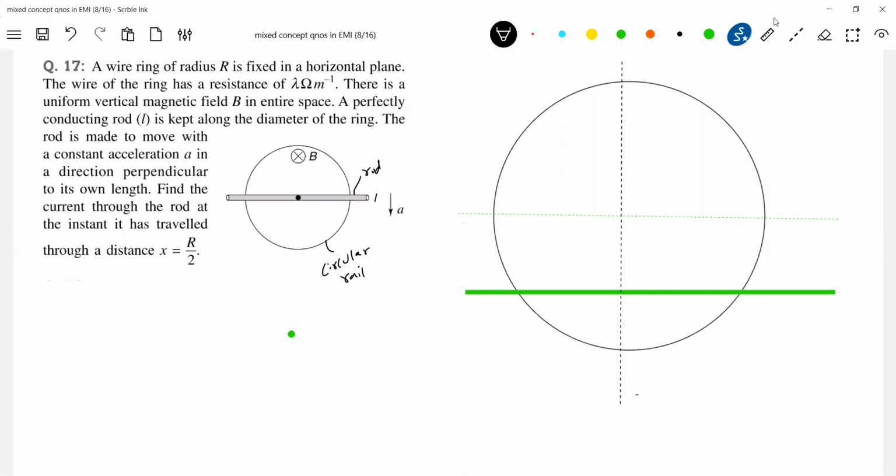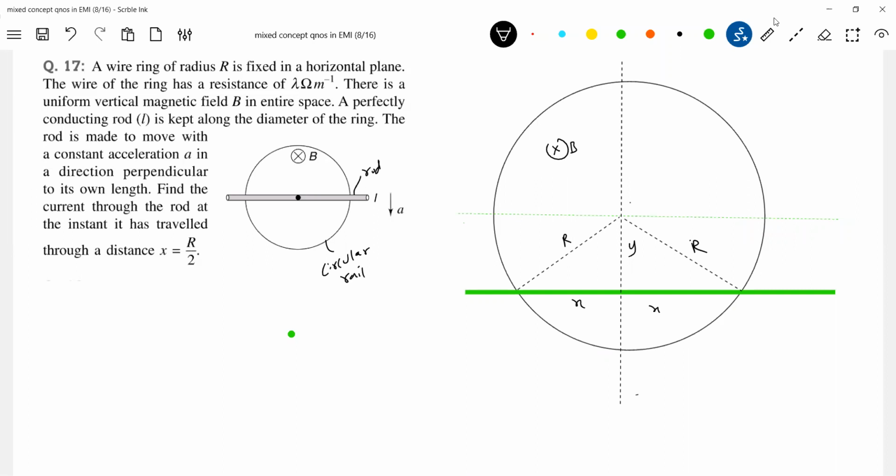B bar everywhere into the plane. So let this be x, let this be y. And this is the radius R. So a wire ring of radius, not for a rod. The ring is having a radius. The ring is a wire ring of radius R fixed in horizontal plane. The wire of the ring has resistance of lambda ohm per meter.